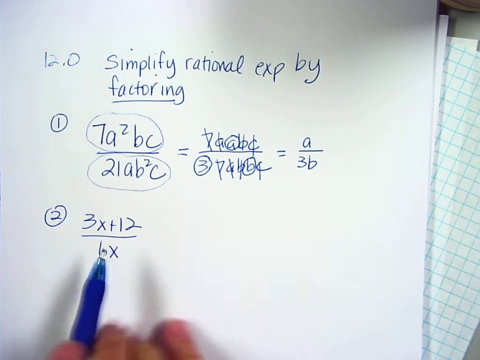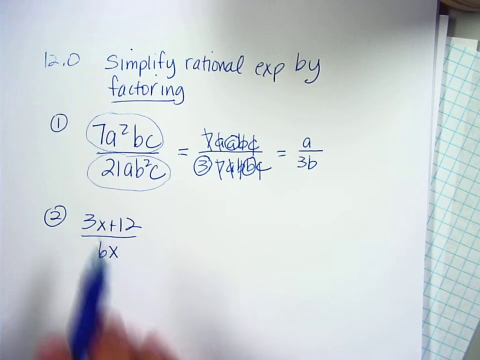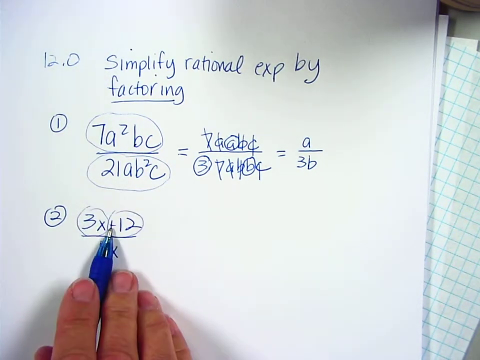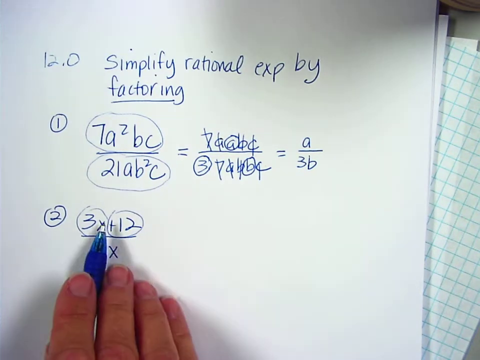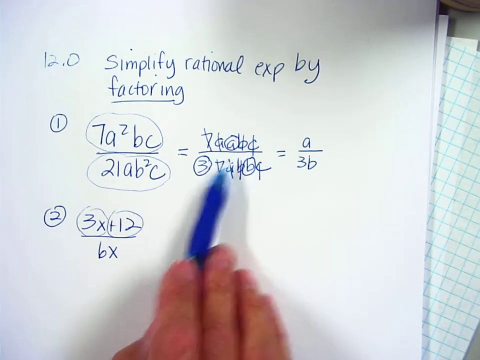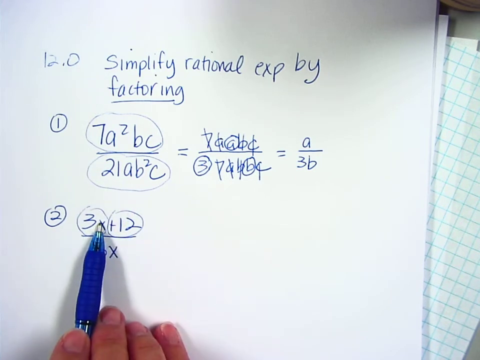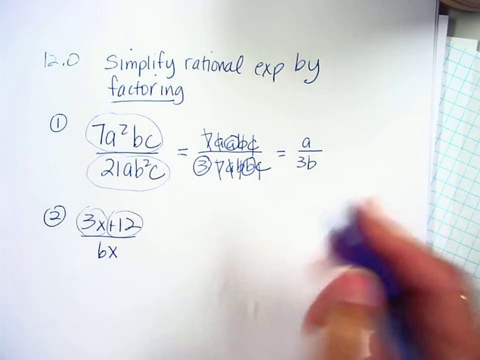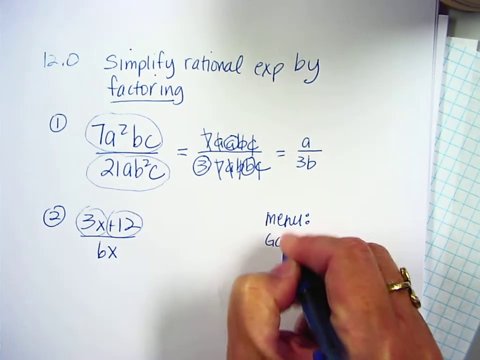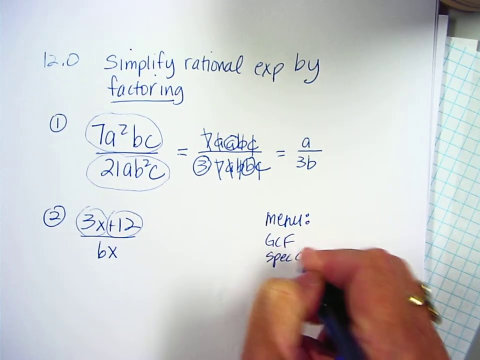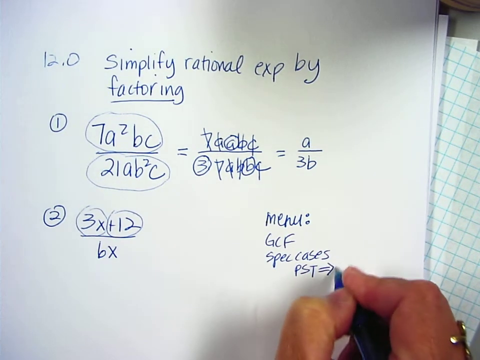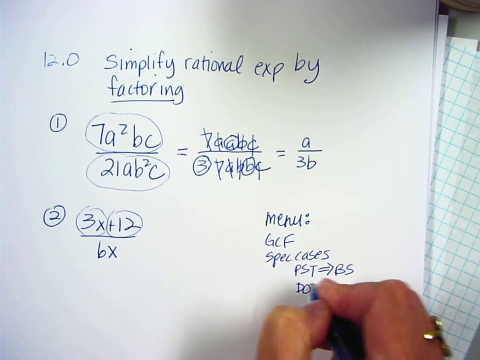Now, this is not a monomial, it's a binomial because there are 2 terms and they're separated by an addition sign. So I cannot just break this apart like I did the monomials. When it's a polynomial, I have to use my menu. My menu is look for a GCF, look for special cases. My special cases are perfect square trinomial and difference of squares.